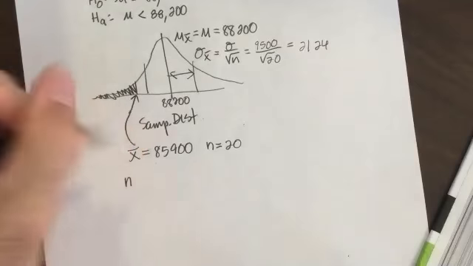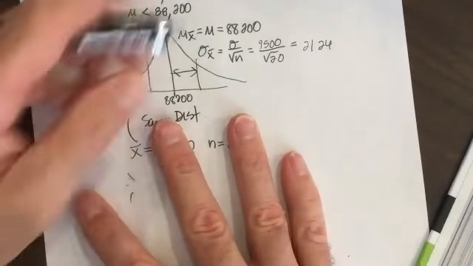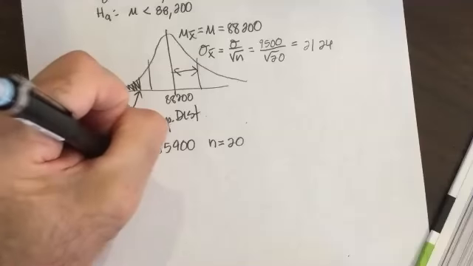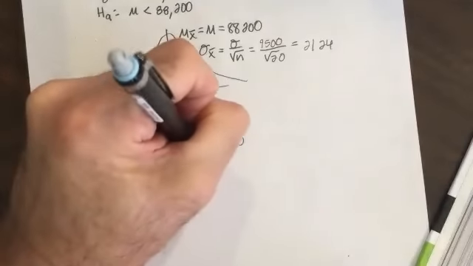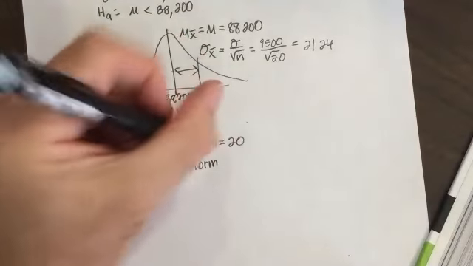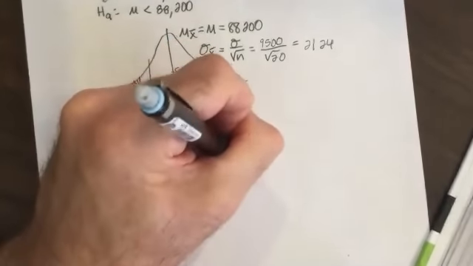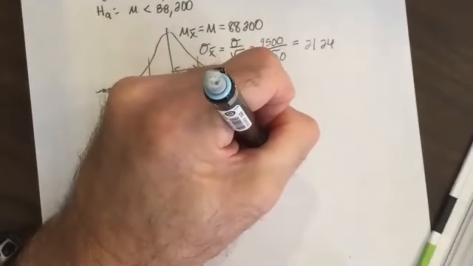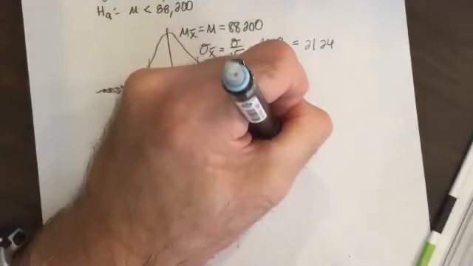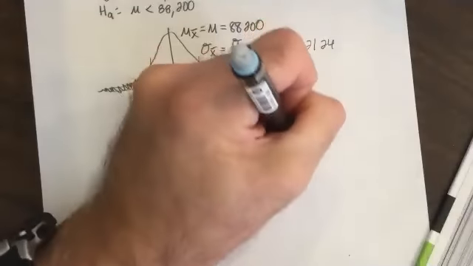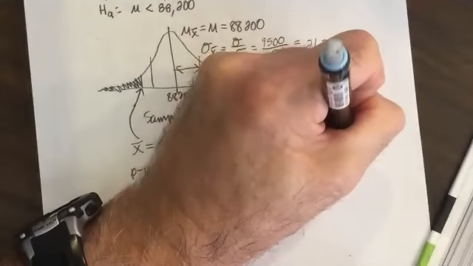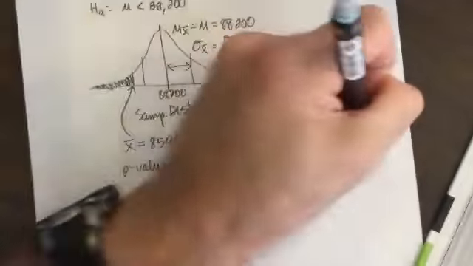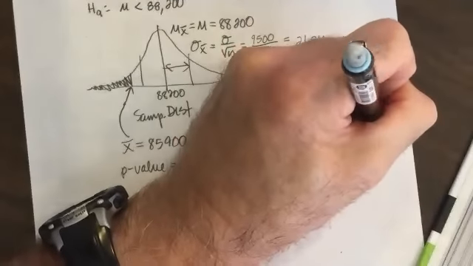So to do that, we write it this way: our p-value is equal to the area that's in this shaded area. So normal CDF, we're going to go to the left, so negative 1E99. We want to know how weird is 85.9 if the mean is 88.2 and the spread is 21.24.